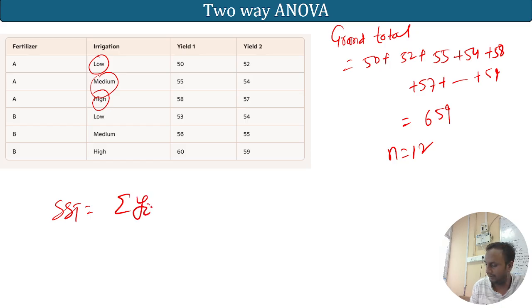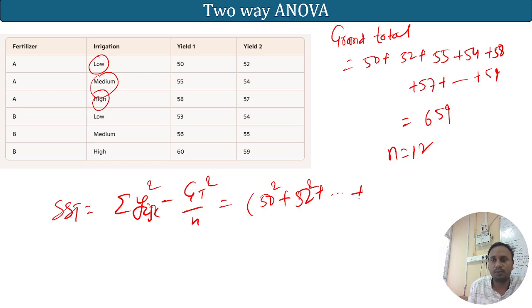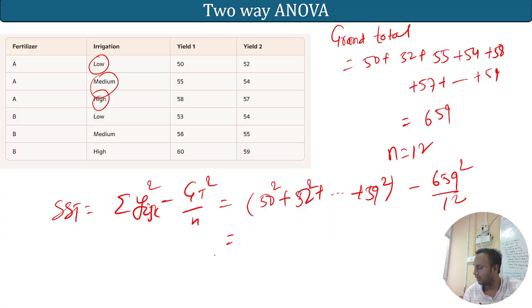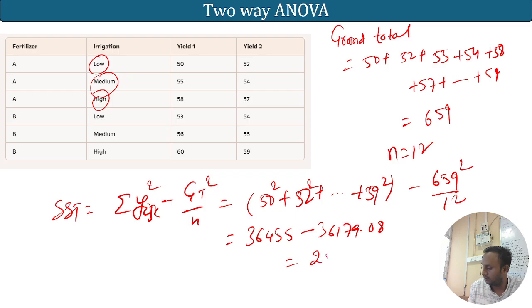Summation of yijk square minus Gt square by n. So summation of 50 square plus 52 square and so on plus 59 square, minus 659 square by 12. So we'll get some value. It comes to 36455 minus 36179.08. It came to 275.92. So this is the SST we calculated.